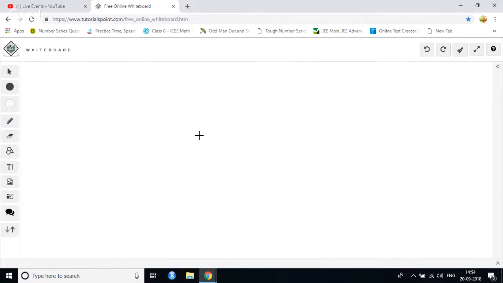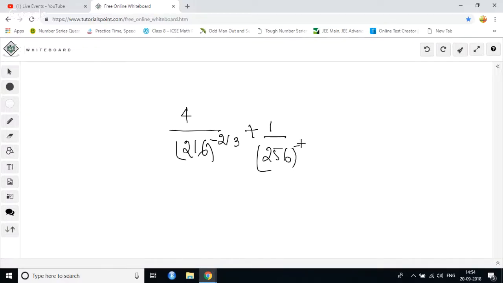Now let me take one more question from exponents. So, which is 4 divided by 216 to the power minus 2 by 3, plus 1 divided by 256 to the power minus 3 by 4, plus 2 divided by 243 to the power minus 1 by 5.